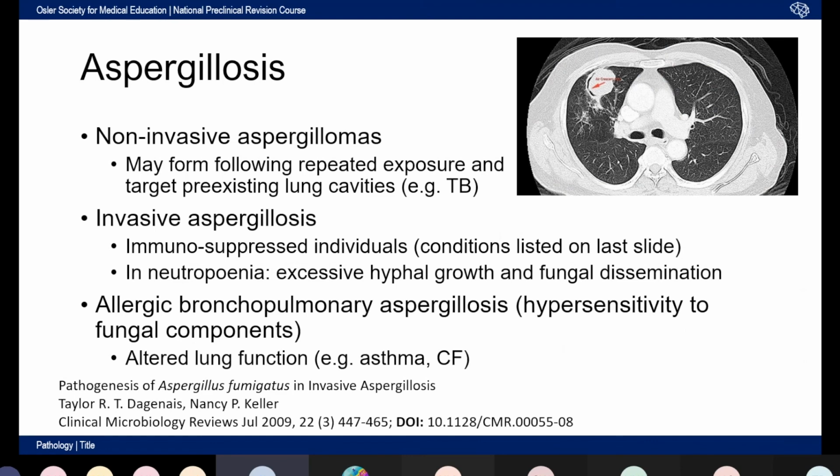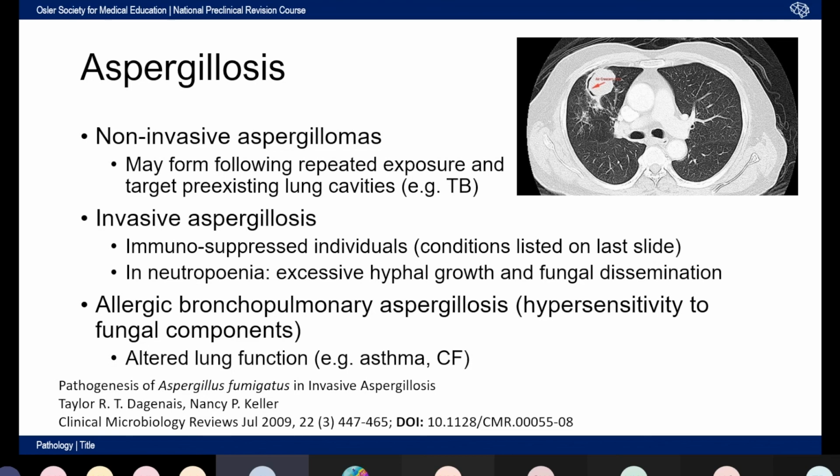Aspergillosis, the disease humans get from an Aspergillus infection, varies widely depending on the immune status of the person. So it can cause lots of different forms of disease. Non-invasive aspergillomas tend to occur in someone that has a pre-existing lung cavity, maybe someone that had TB already, and then is repeatedly exposed to Aspergillus and may get one of these aspergillomas. And you can see there's a characteristic sign in the lungs, which is this crescent sign. You can see in this image around the mouth there's a thin crescent.